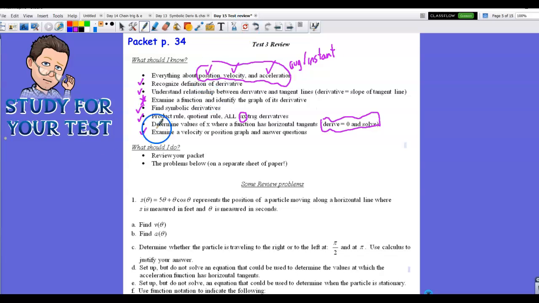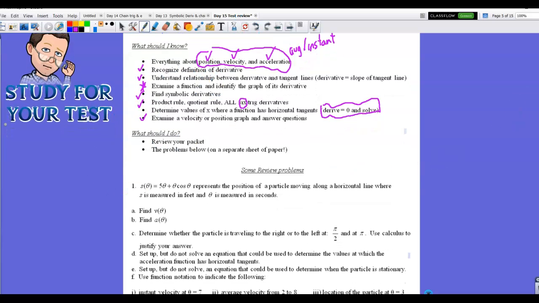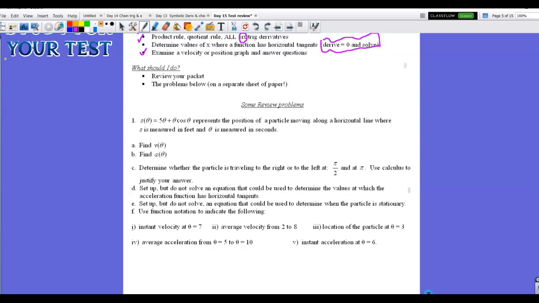So I'm going to work through these problems. I may not work them all completely out because I already have worked the problems and posted the solutions in your packet. This is more about how to read the problems, how to interpret them, how to break them down, how to set them up.